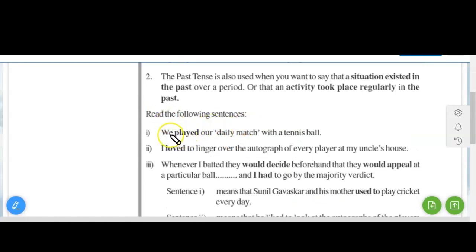Read the following sentence. We played our daily match with the tennis ball. So this activity was happening somewhere in the past, but this was happening regularly. They used to play the match for some days or many years, whatever it is, but they were playing, but that doesn't exist now. I loved to linger over the autograph of every player at my uncle's house. He used to do this activity regularly.